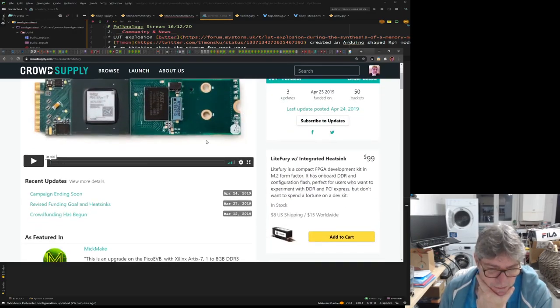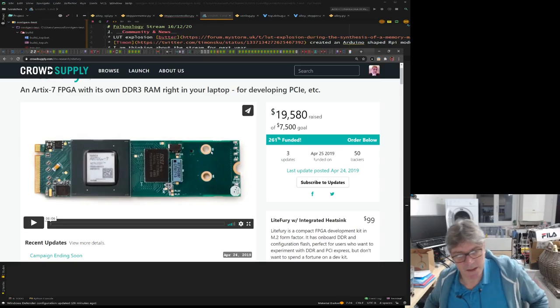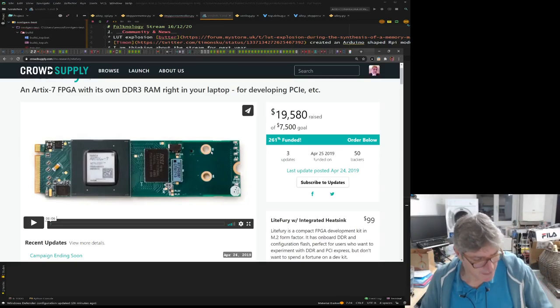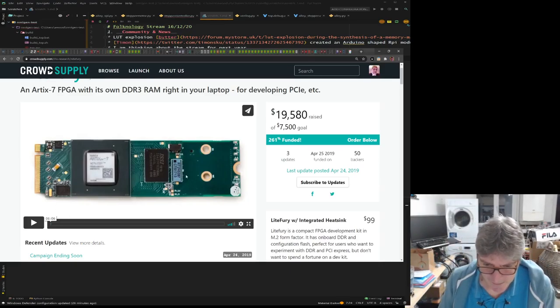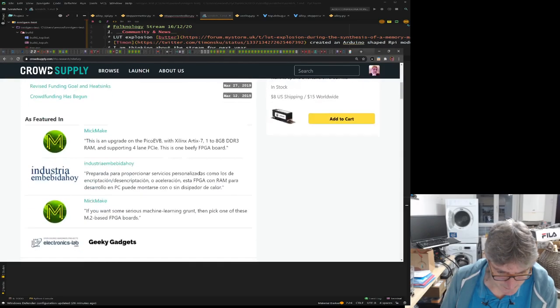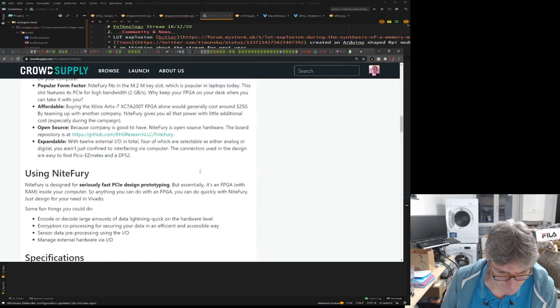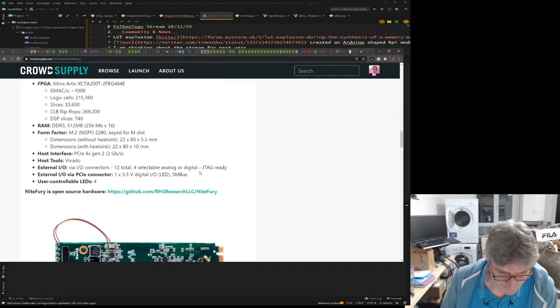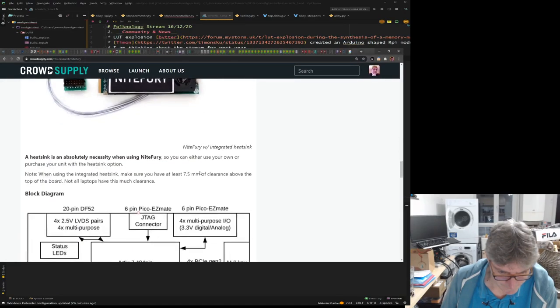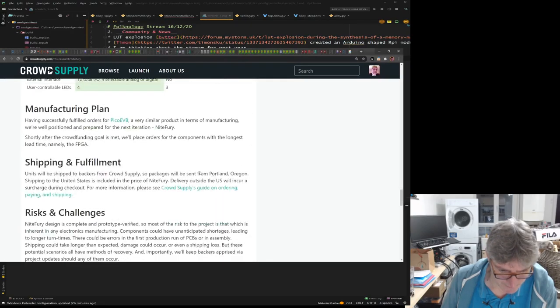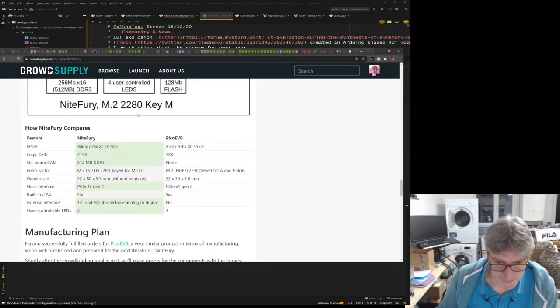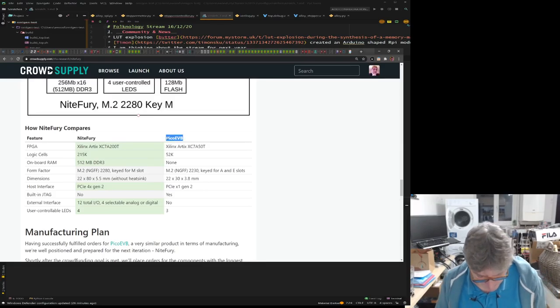But there was one before this that was smaller, but it wasn't an M key. I think it was an A and E key, the previous generation of this. I don't know if they're linked to the original one, because this was done last year, I think. Pico EVB. Is that what it was called, maybe?